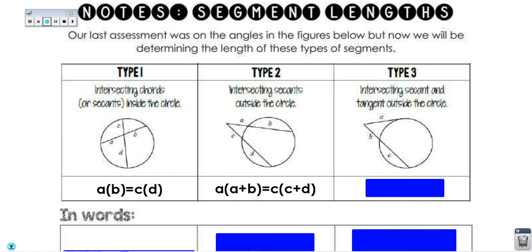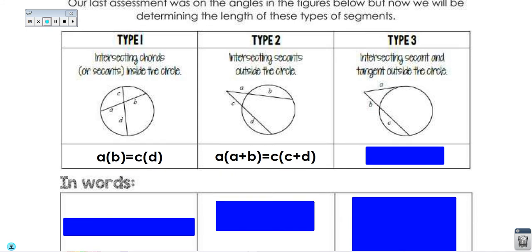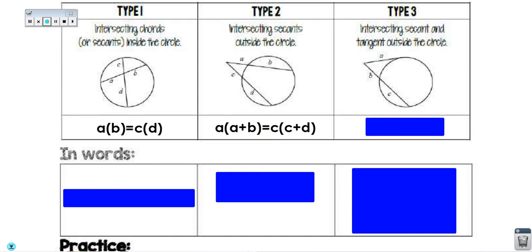Type 3 actually does follow the same model as type 2, except one of your segments doesn't have an outside and inside part. Therefore, you're going to do A squared, which is really just your outside times your whole, because your outside and your whole are exactly the same. And then you're going to follow the same process of B times B plus C.